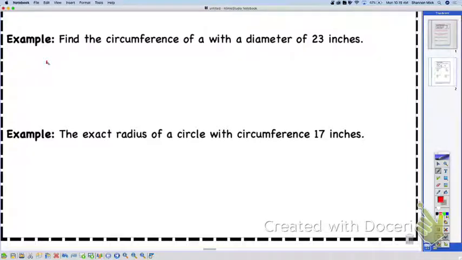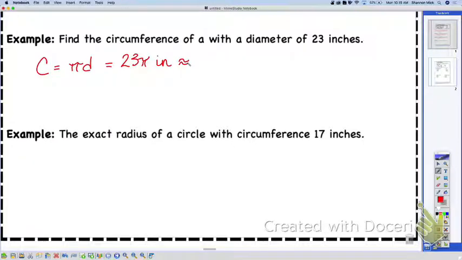What formula did you use on this one and why? Diameter times pi, because we found the diameter. Pi times the diameter because you have the diameter. I don't need to take 2 times it, do I? So 23 pi inches is my exact answer.